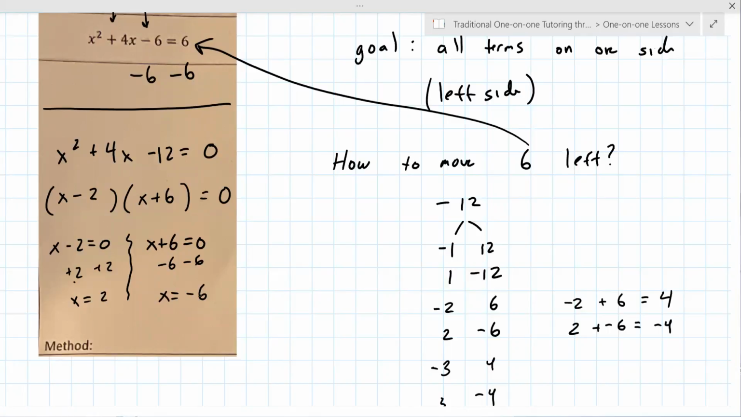Let me know when you get this down so we can do the graph of this. Yeah, I'm ready. All right, great.